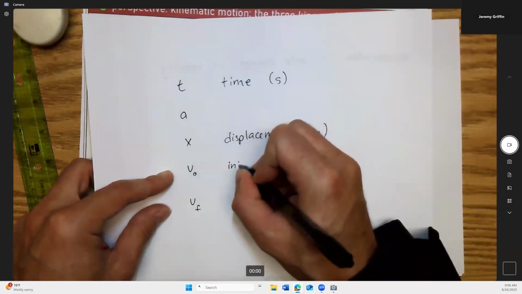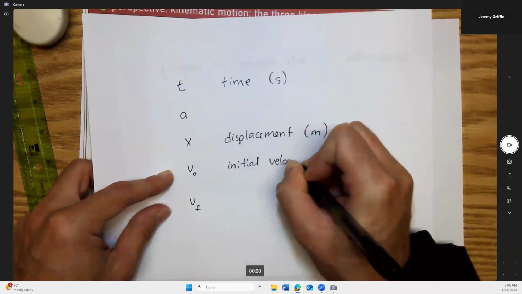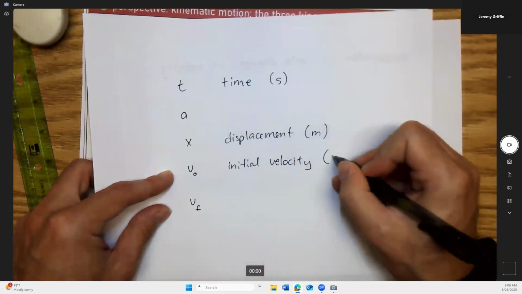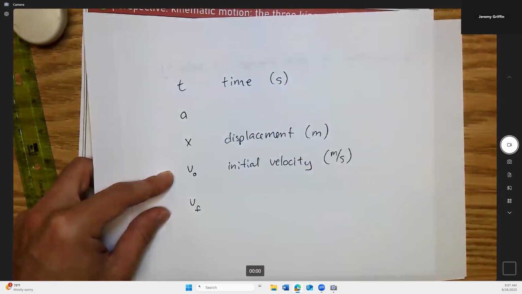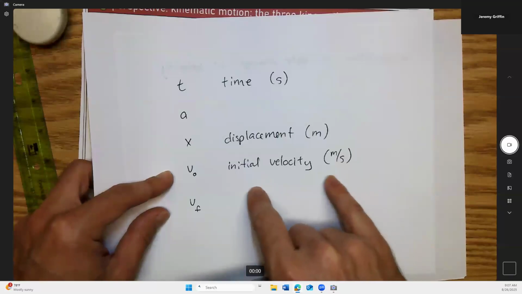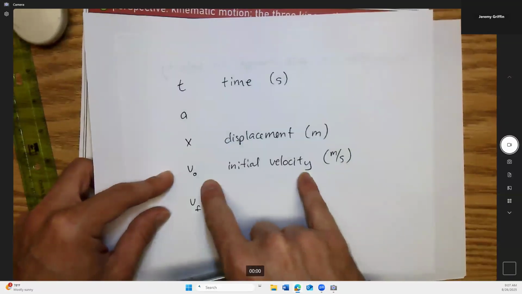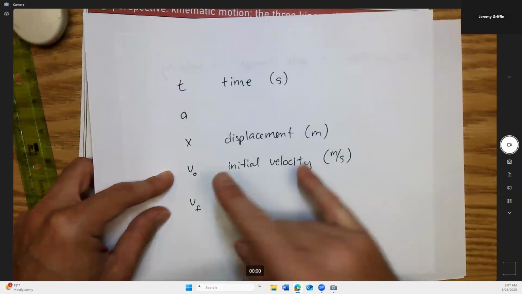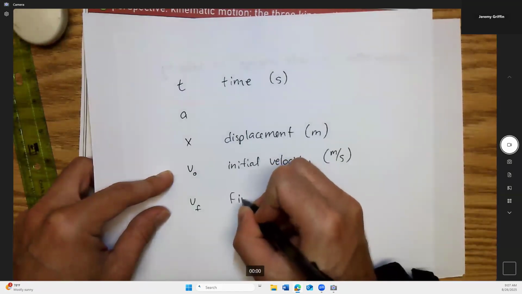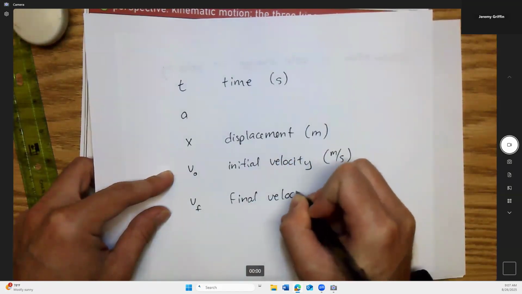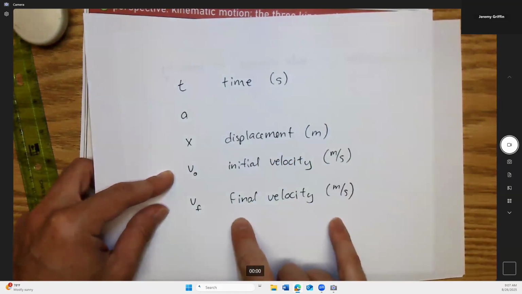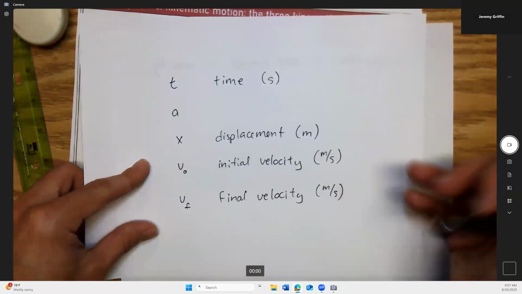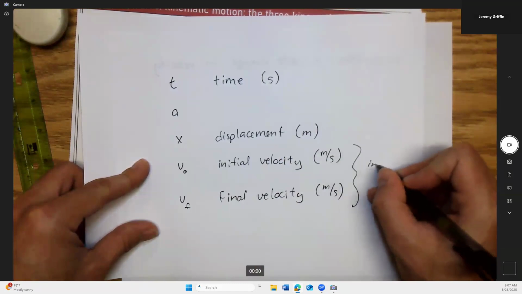So I have initial velocity. Guys, what's the unit for velocity in this class? Yeah, meters per second. Kind of like miles per hour, same concept, but meters per second. And when you guys were releasing your cars from rest, what should this number come out to be? Yeah, 0. And then vf would be final velocity, which is also meters per second. That's how fast it's going at the end of some interval, because these are instantaneous velocities. These are not average values. All right, I'll specify that.